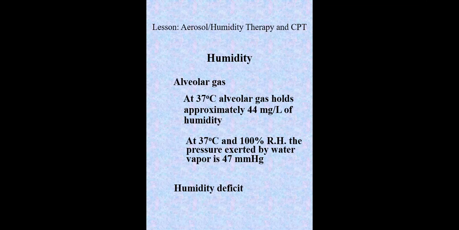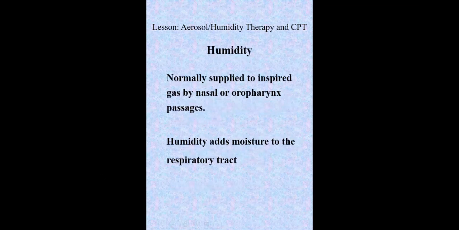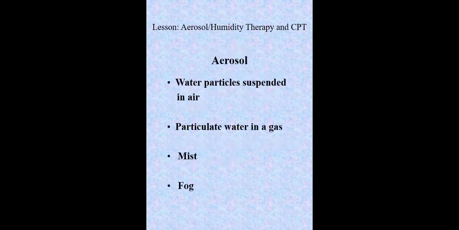And so that means the nose has to work hard to get that outside inspired air wet and warm to 44. So that's a deficit. The difference between the two is the humidity deficit, right? Humidity is normally supplied to inspired gas by what? The nasal and oral pharynx passages. Humidity adds moisture to the respiratory tract, okay? If the nose and the oral pharyngeal space is not doing its job for whatever reason, then the gas has to take moisture from the what?